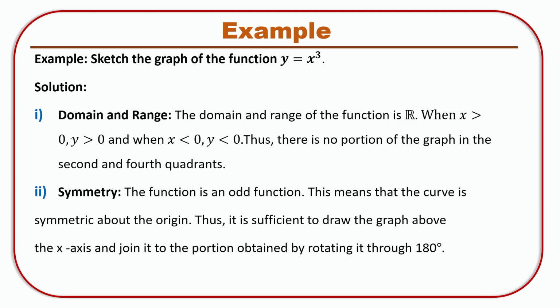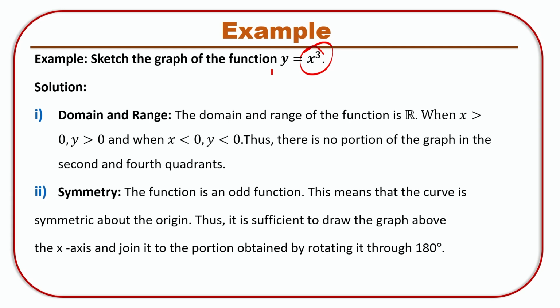So here is the first problem: sketch the graph of the function y equal to x cube. Firstly, there is no need to find any simplification, so we go for the domain and range. Y equal to x cube is a very simple and smooth function, and there is no critical point at all. It is defined for the whole domain. That means the domain is the whole real line, from minus infinity to infinity.